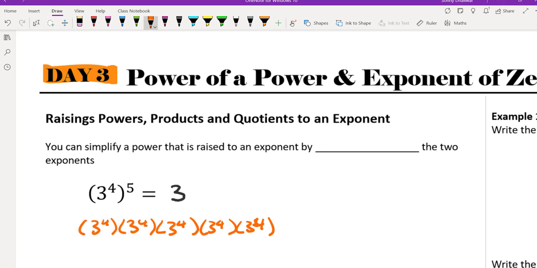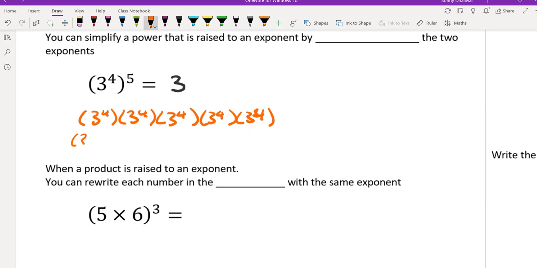Now, I could take this inner one and repeat the 3's, but I'm kind of lazy. I don't want to do that right now. But how many 3's do we have altogether? No, how many 3's are in this first bracket? 4, because this is technically 3 times 3 times 3 times 3. The first bracket has 4 3's, and here 4, here 4, here 4, here 4. How many 3's do we have altogether? 20.